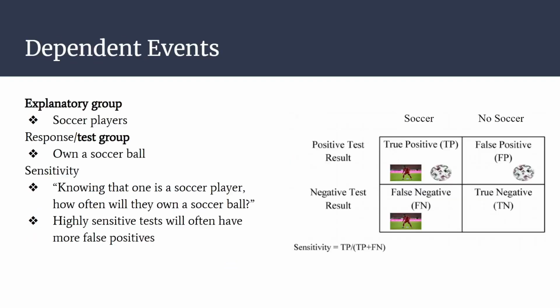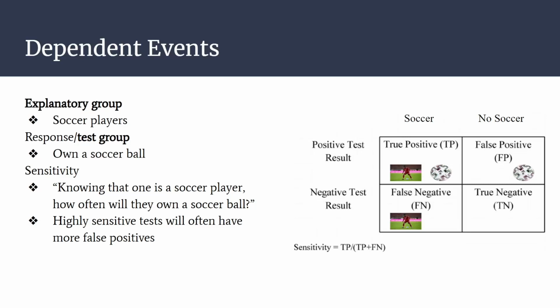One way to categorize this relationship is by using one group as a test for the other group, but not like a test you get a score on at school. A predictive test, something like a cancer screening test. There should be an explanatory group that is independent, and there should also be a response or test group that is dependent on the explanatory group. Well, in this case, it's clear that being a soccer player makes you more likely to own a soccer ball and not the other way around, but that won't always be the case.